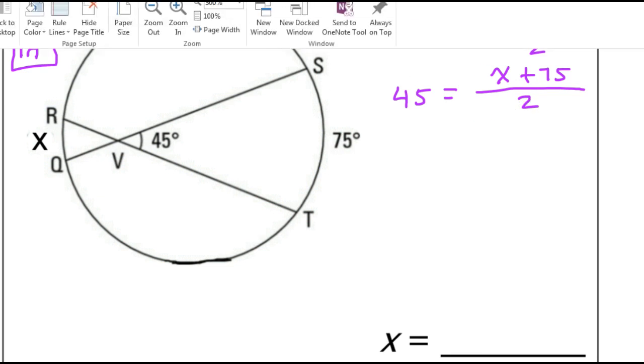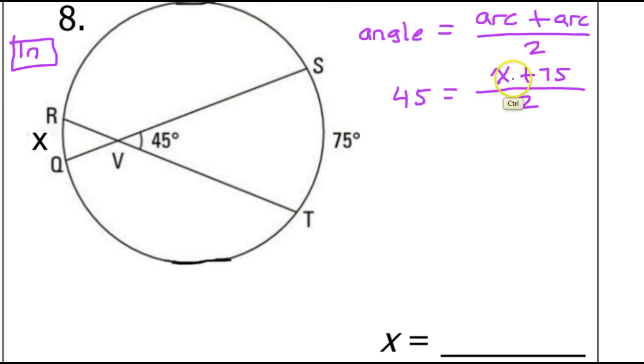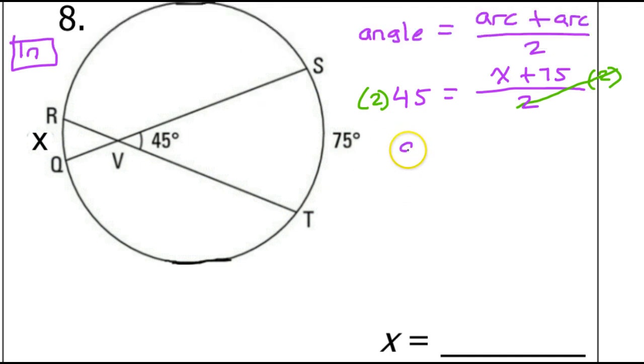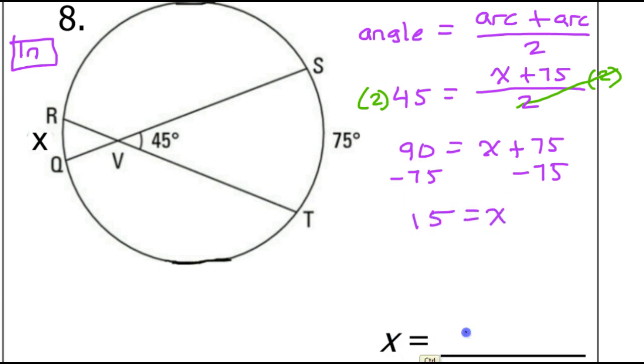So the way I solve an equation like this is I will multiply both sides of the equation by 2. That way these 2's will cancel each other out. So that's going to give me 90 is equal to x plus 75. Then I can subtract 75 from both sides. So that's going to be 15. So x is equal to 15 degrees.